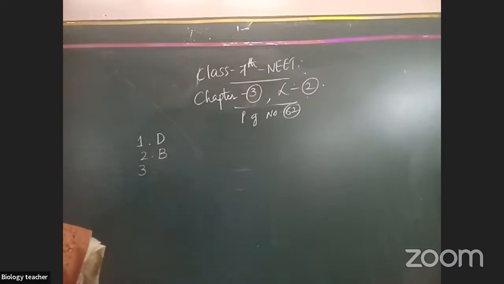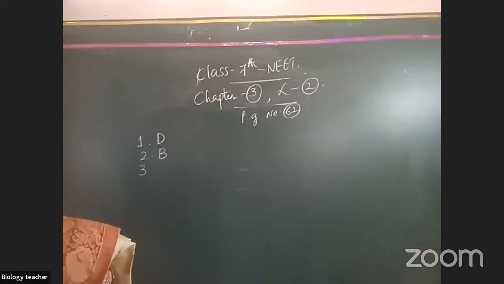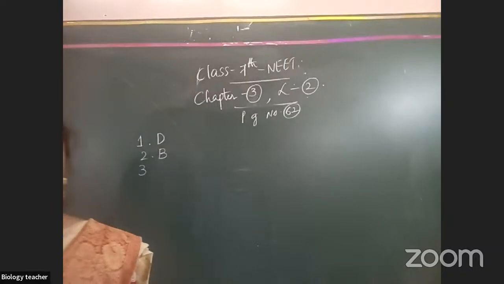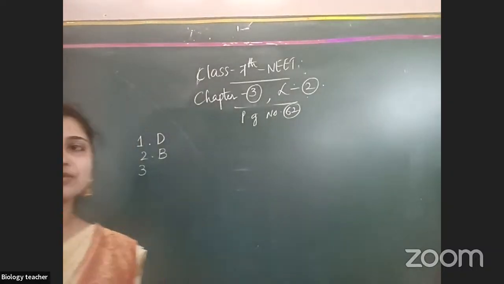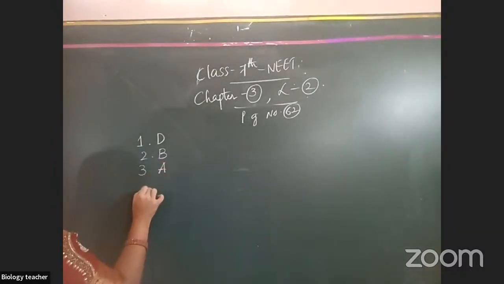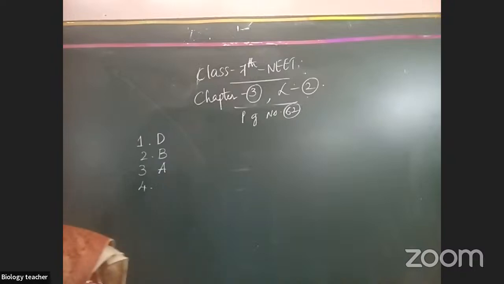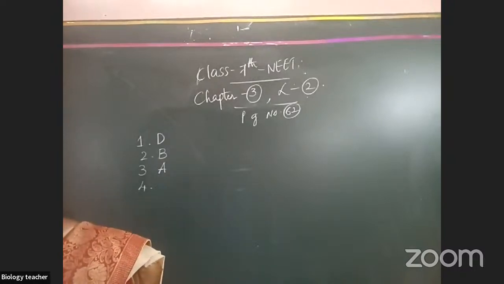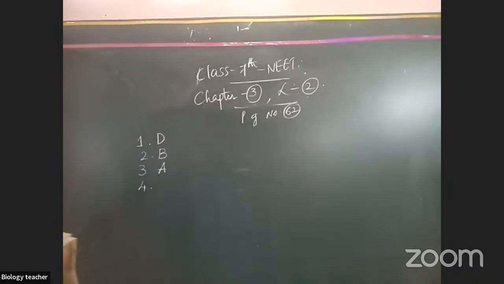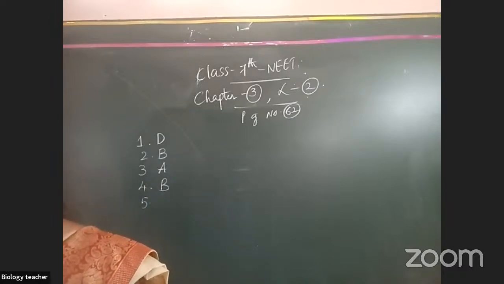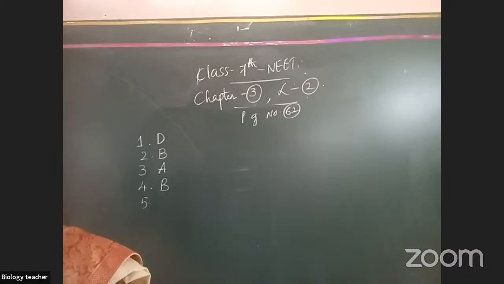Third one, inspiration is the process of taking in oxygen rich air. So option A. Inspiration is otherwise known as inhalation. Don't get confused: inspiration or inhalation. Next, fourth one, oxidation of food inside the cell takes place in the mitochondria. Fifth one, the normal range of breathing rate per minute in an adult person at rest is.